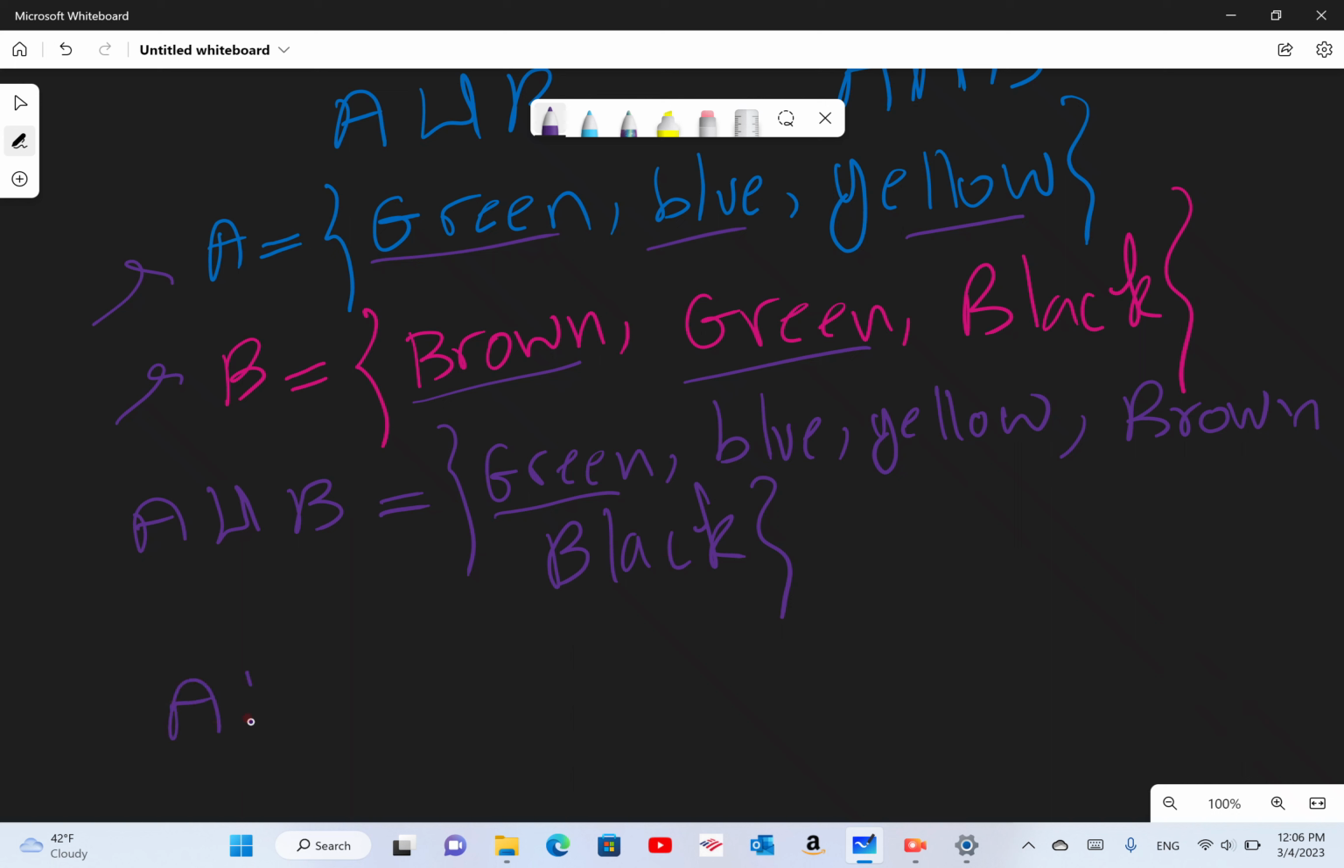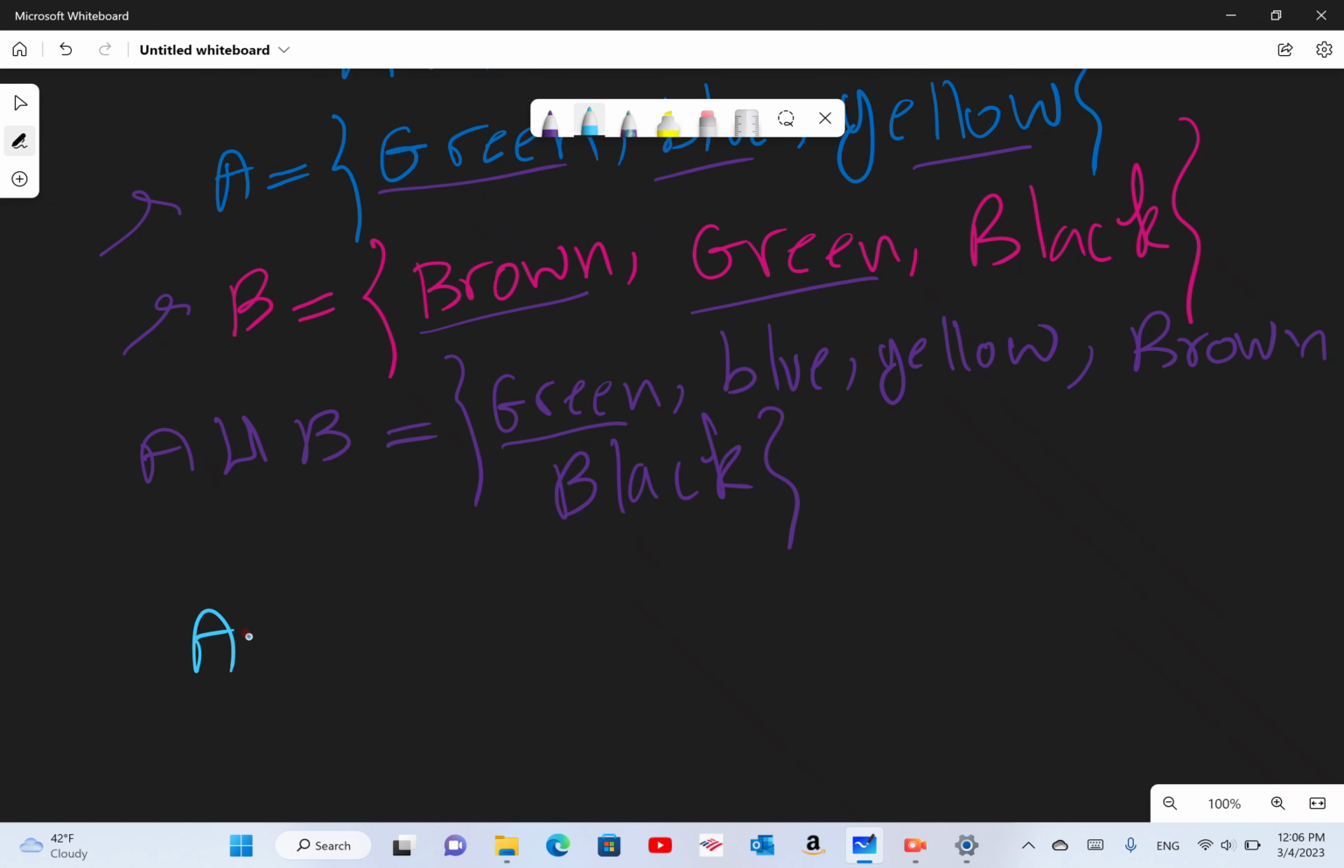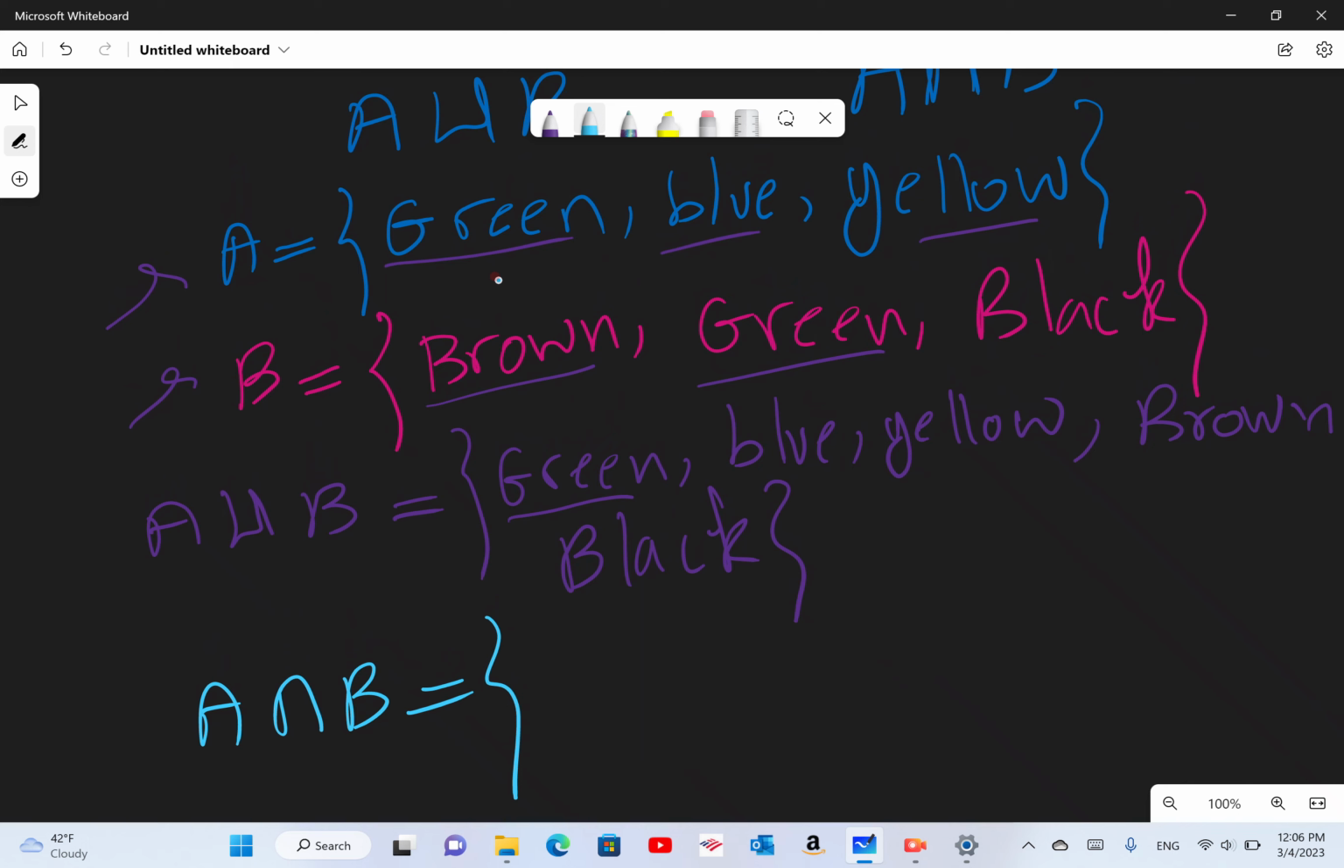What about A intersection B? Let's choose a different color here. A intersection B would be only common elements. If you remember from the definition, we said common elements. So green: is it a common element? Yes, it is in A and it is in B. So green belongs to the intersection. What about blue? Blue is an element of A, but it's not in B, so it's not common, so we do not include it in A intersection B.